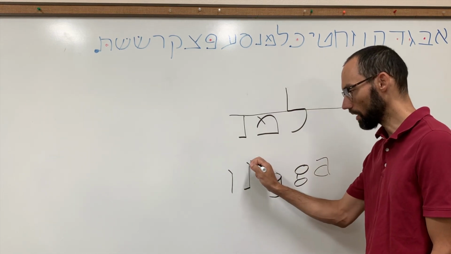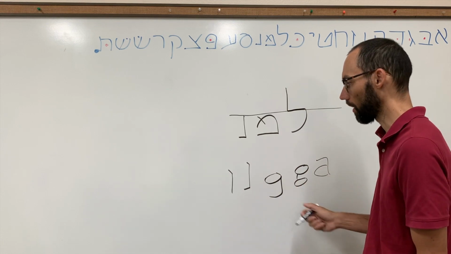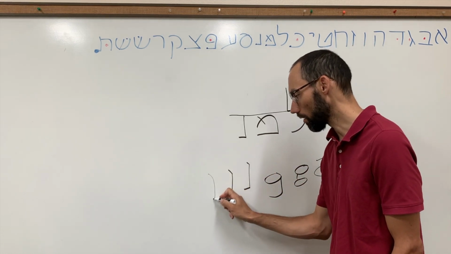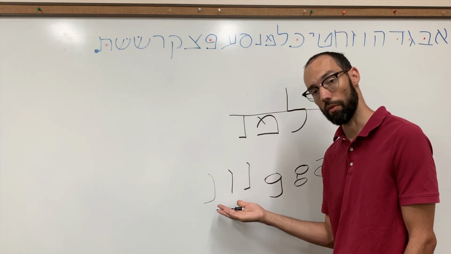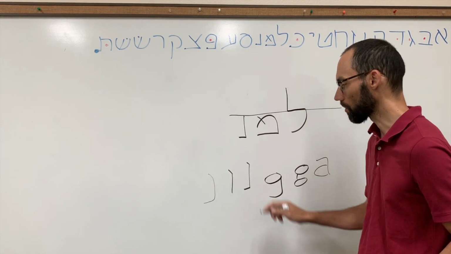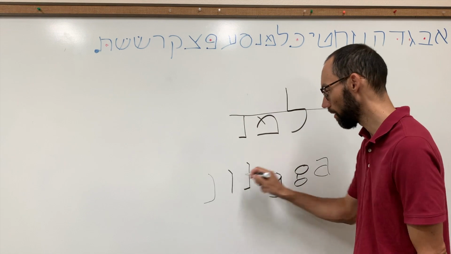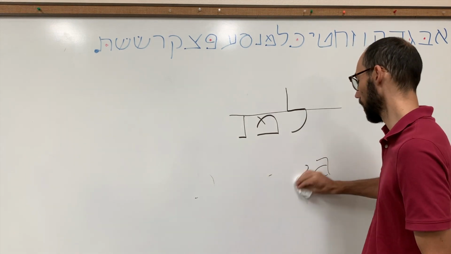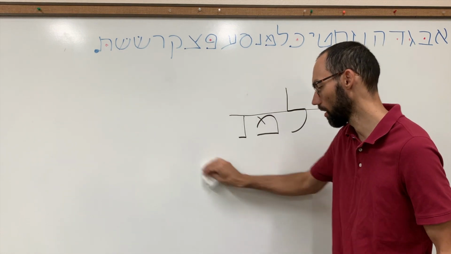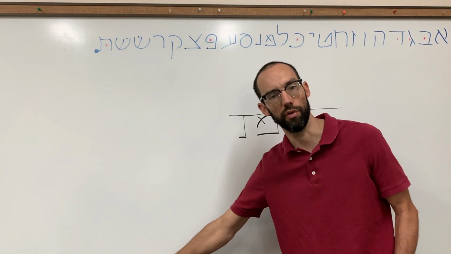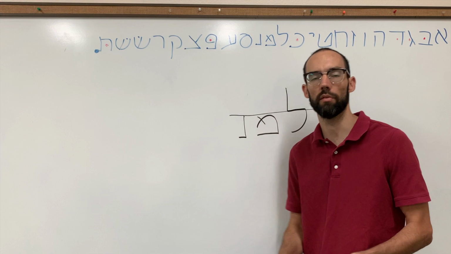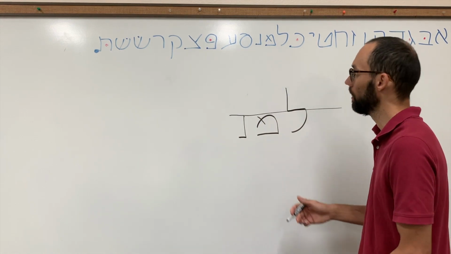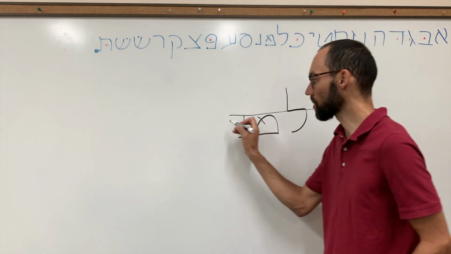You don't need that. I think if you're writing quickly, it could make someone think you're writing a Kaf. So I think it's best just to go straight down with the foot. There's different ways, and eventually you'll get used to reading multiple fonts and multiple people's handwritings in Hebrew, just like you do in English. So there's the Nun, then there's the Samek.